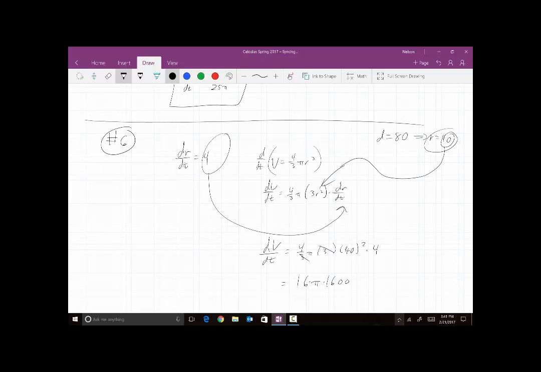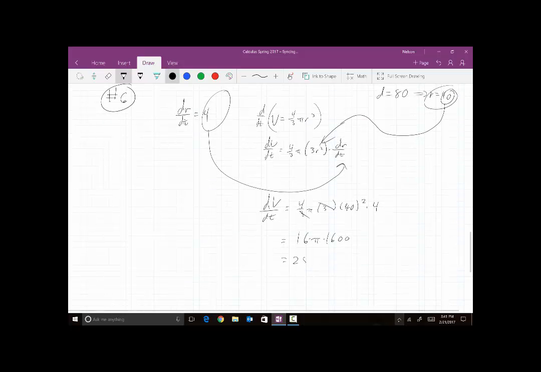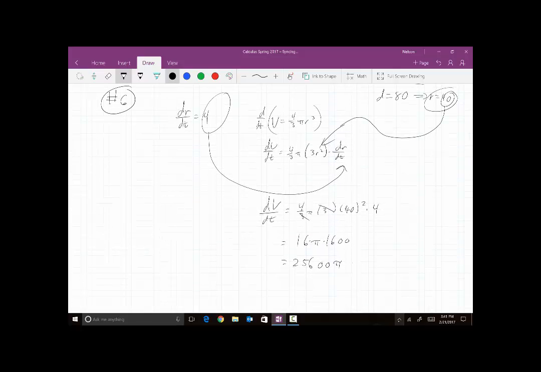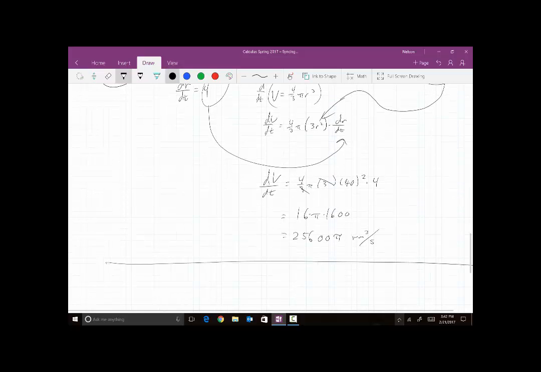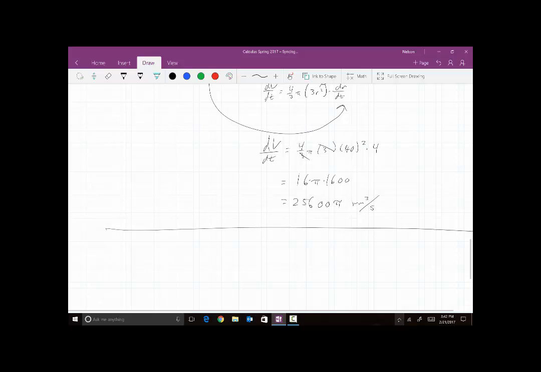Okay, so just 16, so you got 32, 64, 128, 256. So this is going to be 256, 2 zeros, and a pi. Yeah, that's what we get. Oh, and I'm sorry, this is in millimeters cubed. So cubic millimeters per second, I think it was, right? Yeah. Sorry. Okay. Number 7.